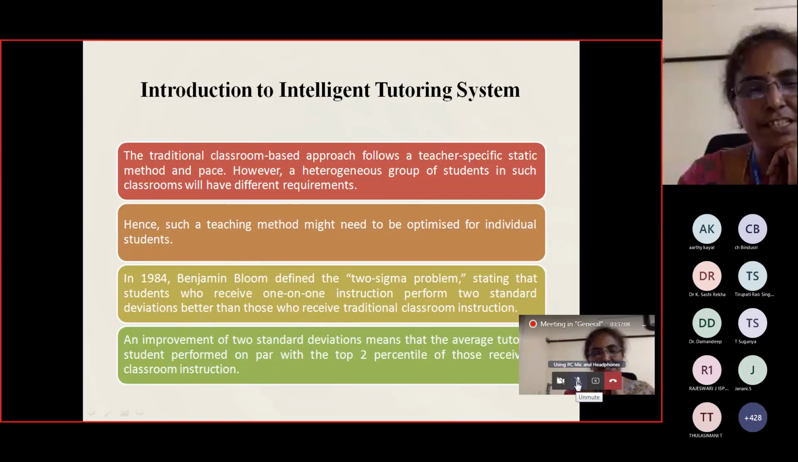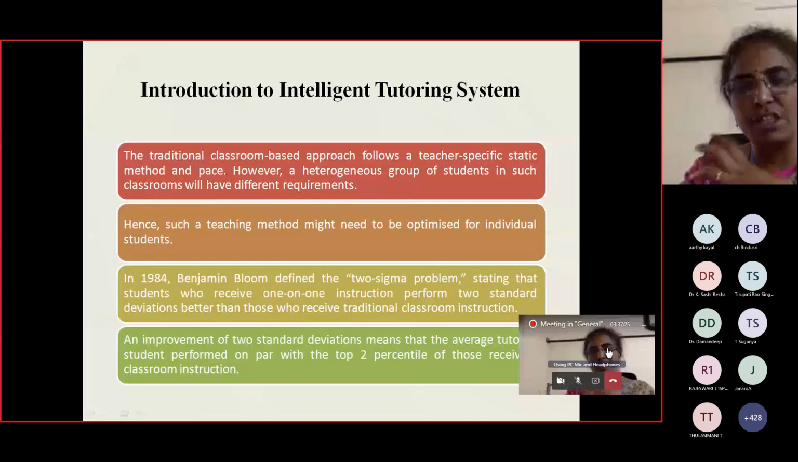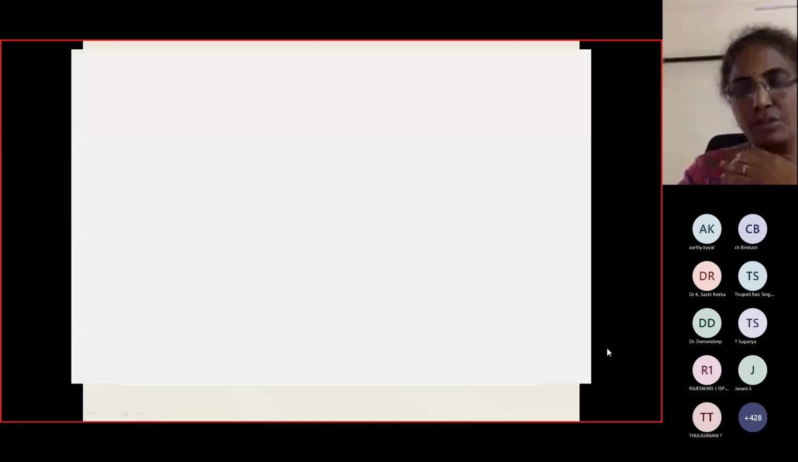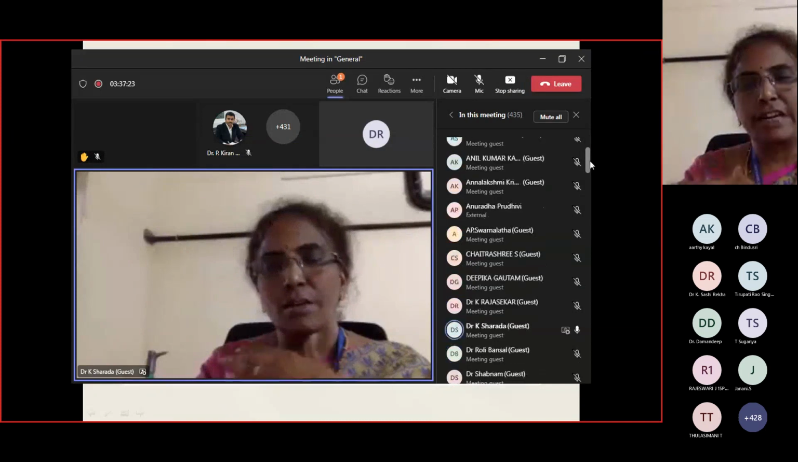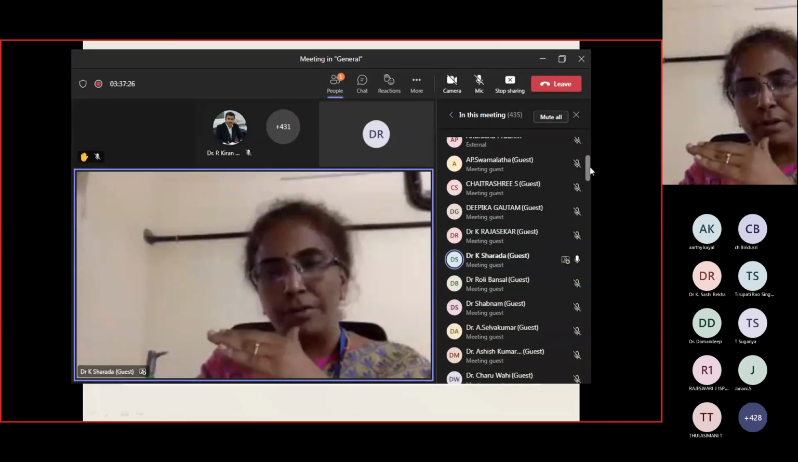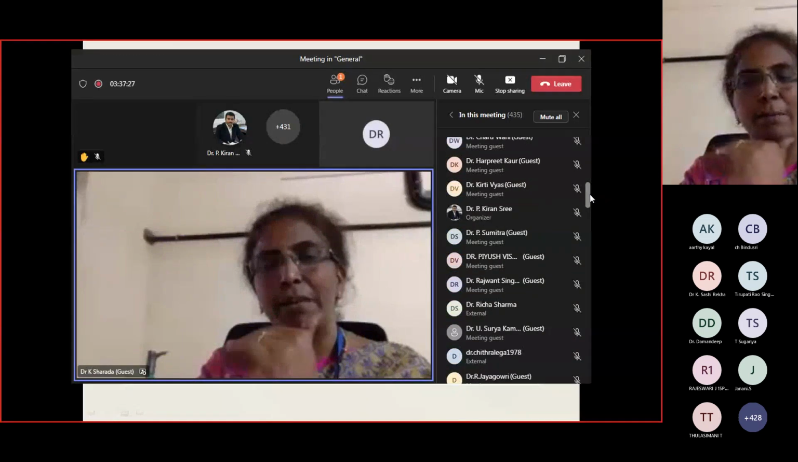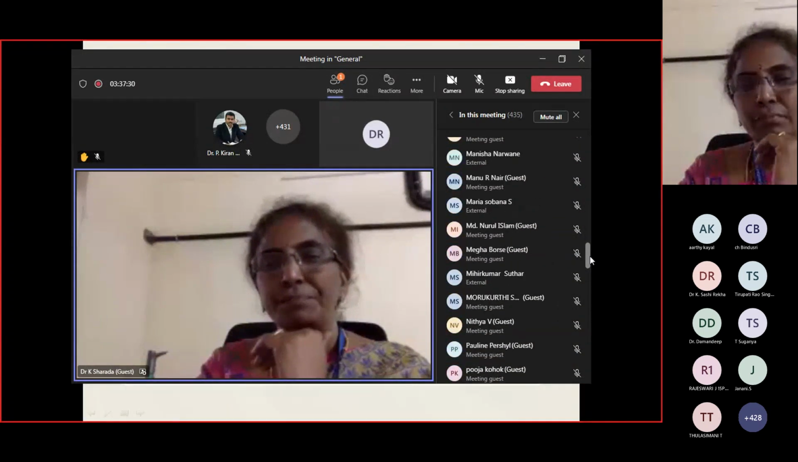Okay, intelligent tutoring systems. See, in a traditional classroom, the teacher follows a specific method of teaching because the class is a combination of different groups of students. It's a heterogeneous group of students. So the teacher follows a moderate pace of teaching and a moderate level of learning material will be provided to the students.